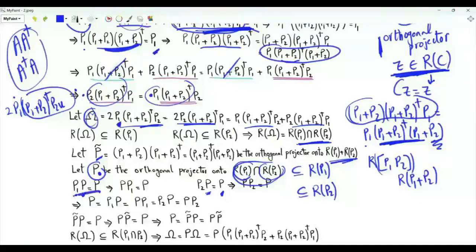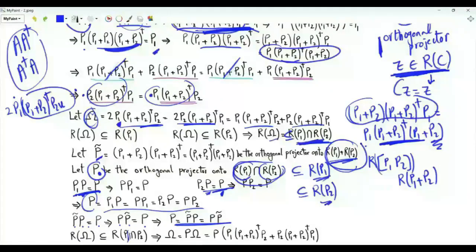We can take the Hermitian of both sides here and there to show that P, the orthogonal projector onto the intersection, is P1P, PP1, P2P, or PP2. All these are equal. Each one of those ranges is in this subspace. P tilde is the orthogonal projector onto this subspace. So P tilde P is equal to P. Taking the Hermitian of both sides, we obtain that P tilde P is equal to P.